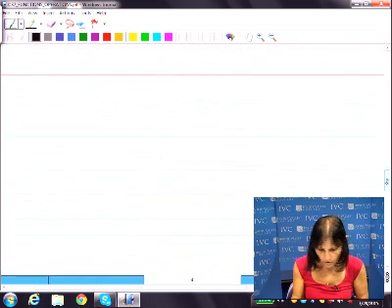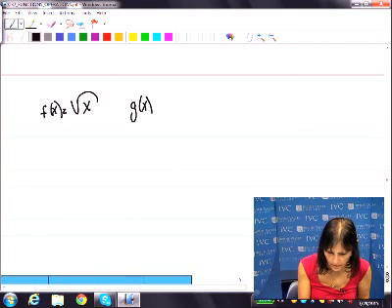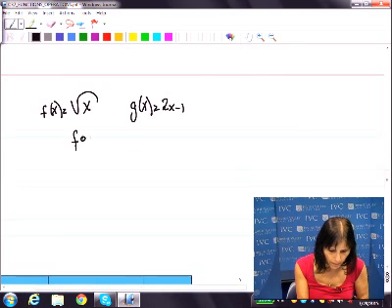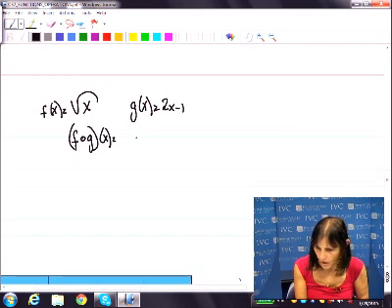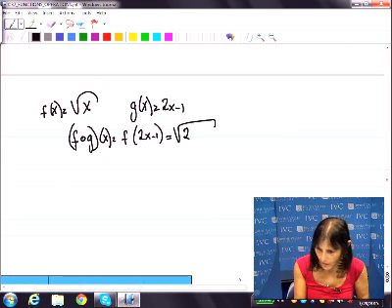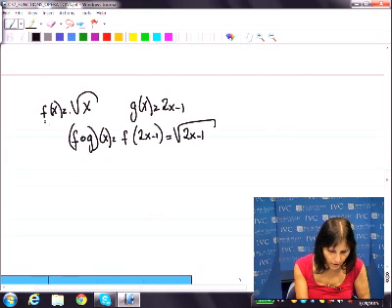composition. So let's say I have an f of x as the square root of x, and g of x is 2x minus 1. And I want to look at the domains of those guys. So what is f composite g of x? So g of x goes first, and then f goes next. So this is f of 2x minus 1, which is, what does that do? Takes the 2x minus 1.